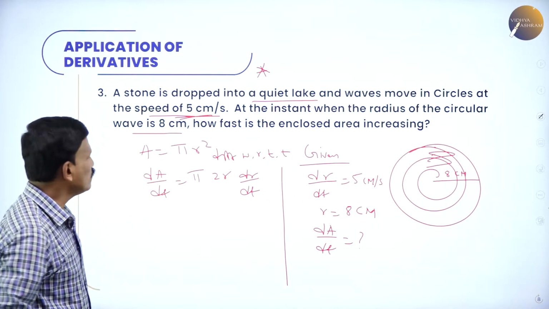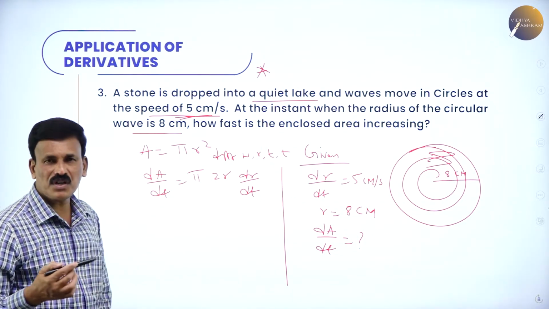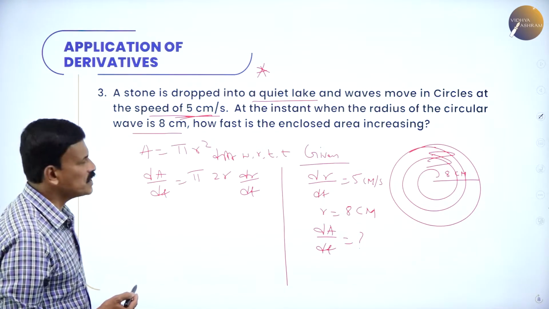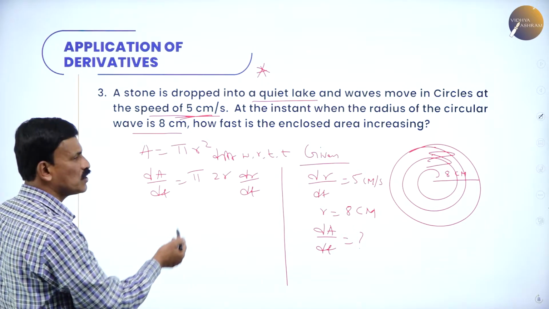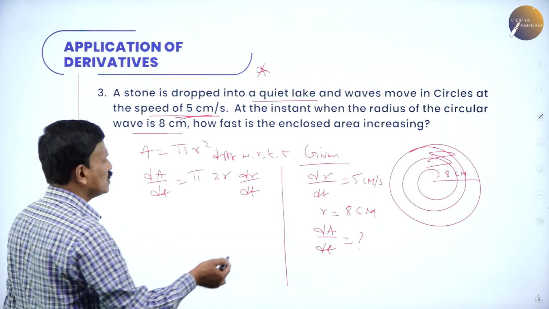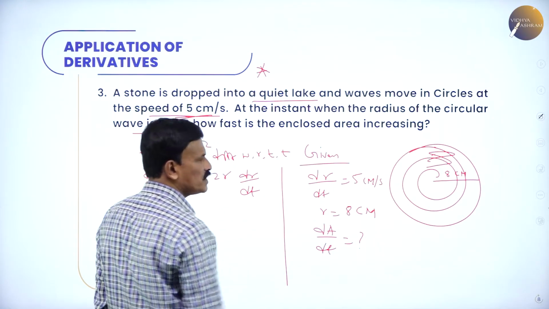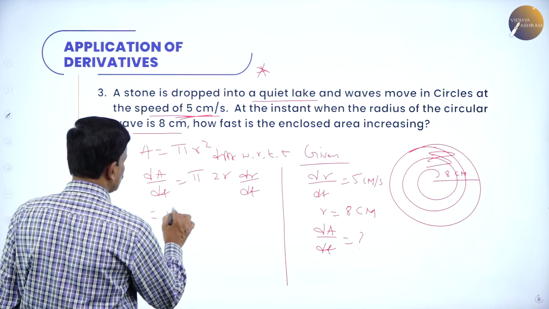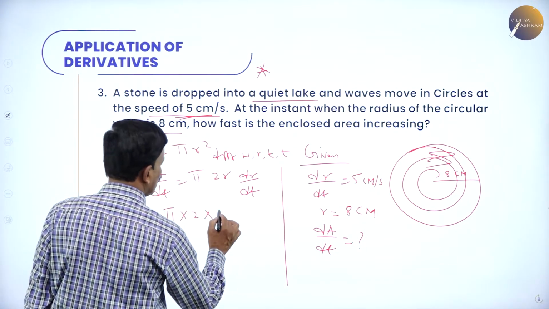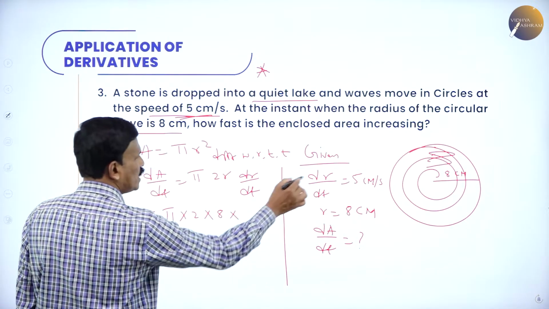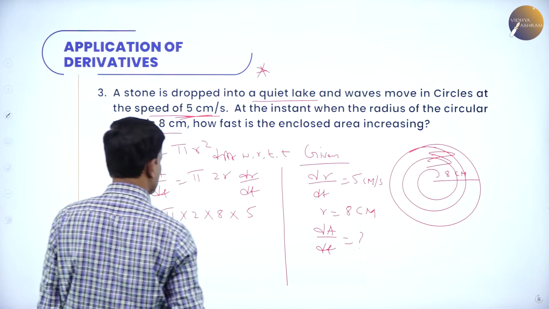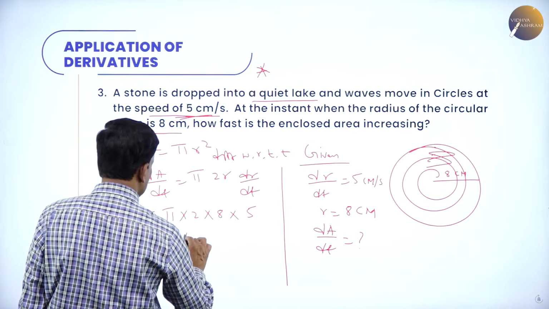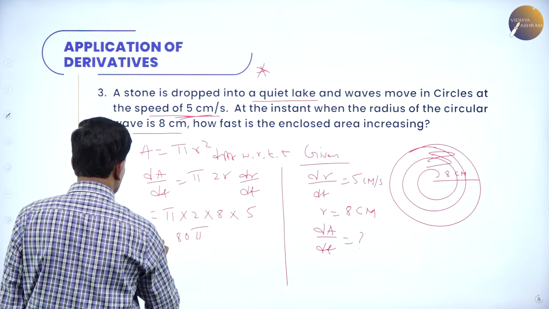That's all. See here, if r is the radius and A is the area, the area of a circle is given by pi r square. Differentiating with respect to t, dA by dt is equal to pi into 2r dr by dt. Given that dr by dt is equal to 5 centimeters per second and r is equal to 8 centimeters, substitute here: pi into 2 into what is r? r is 8 centimeters and dr by dt is equal to 5 centimeters per second. Now multiply this: 5 twos are 10, into 8 is 80 pi. This is dA by dt.